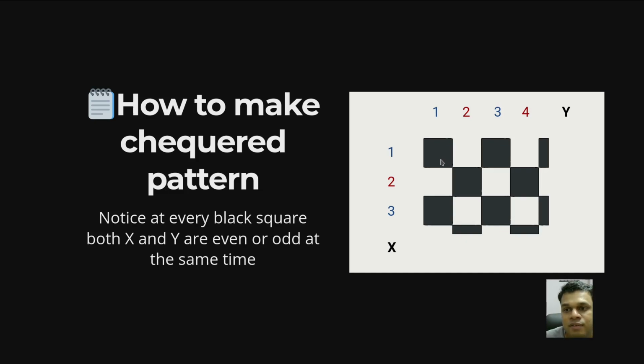If you have an odd row and an odd column, or an even row and an even column, then you put a black color, and otherwise, if they are not odd or even at the same time, it's a white square. Now please remember, this is not always going to be black and white.